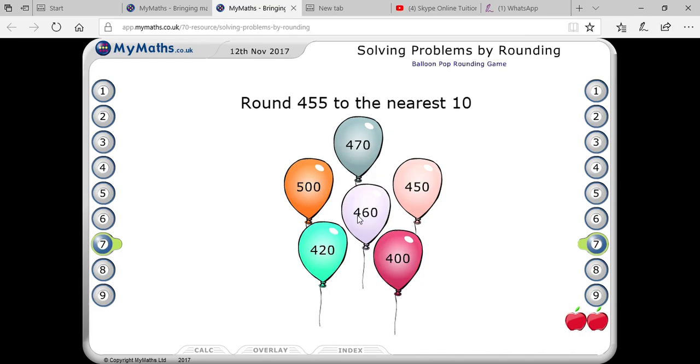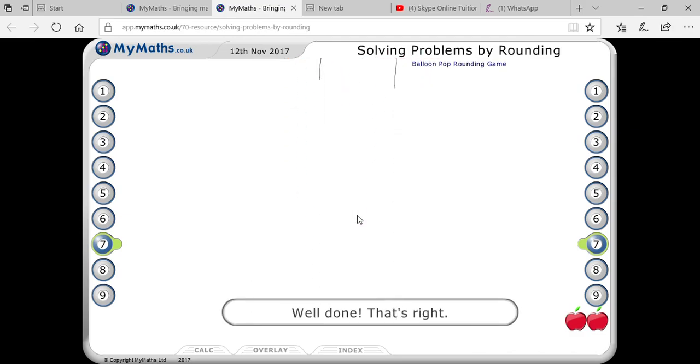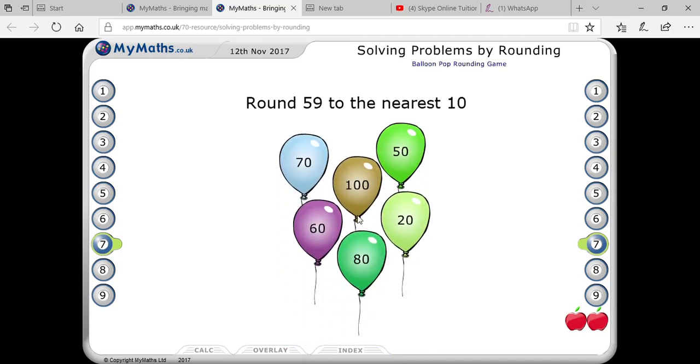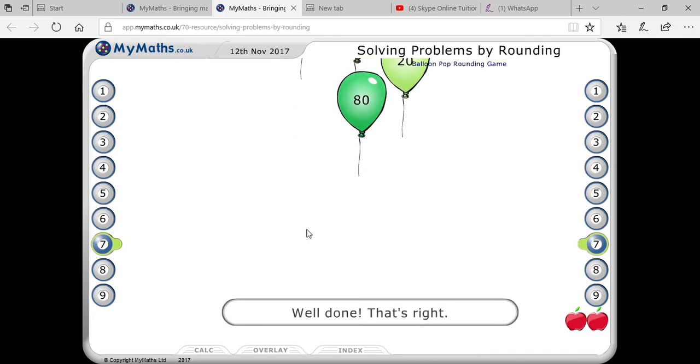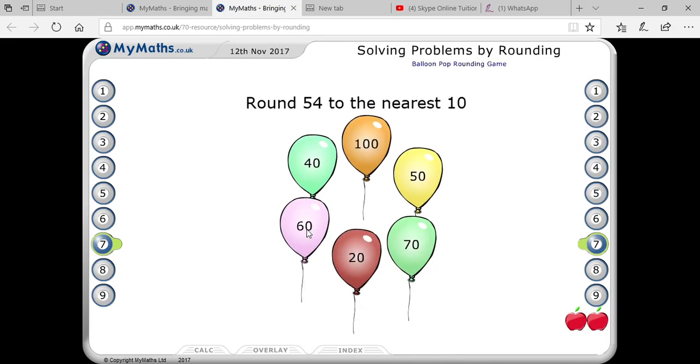Okay. 455 to the nearest 10. 460. Oh, yes. Round 59 to the nearest 10. That's 60. That's 60. Okay, now your page is starting to lag. Because it says round 59 to the nearest 10, and it says 70, 150, 20, 80. Okay, now hold on. Round 54 to the nearest 10. 50. Okay.